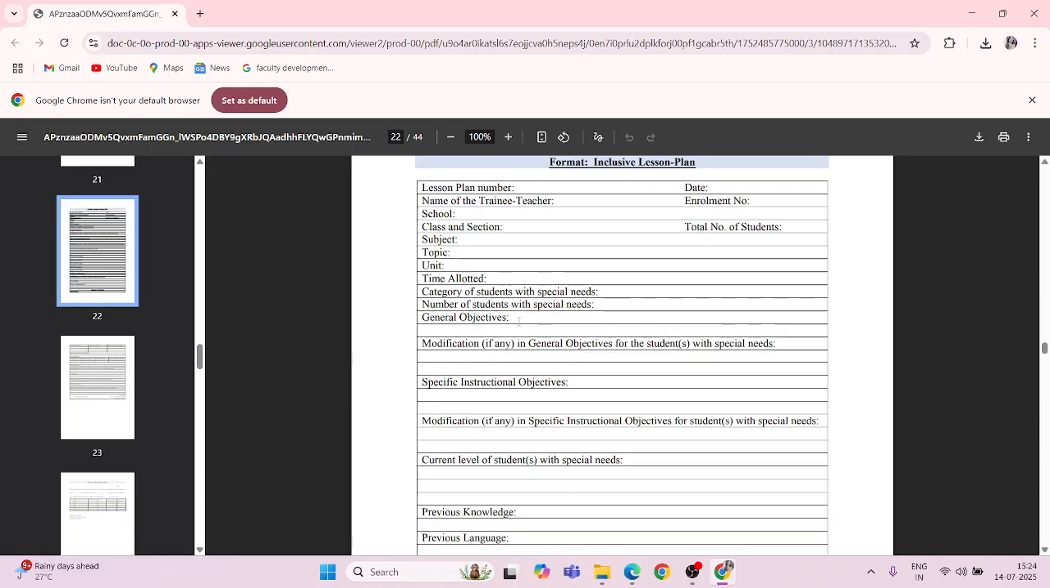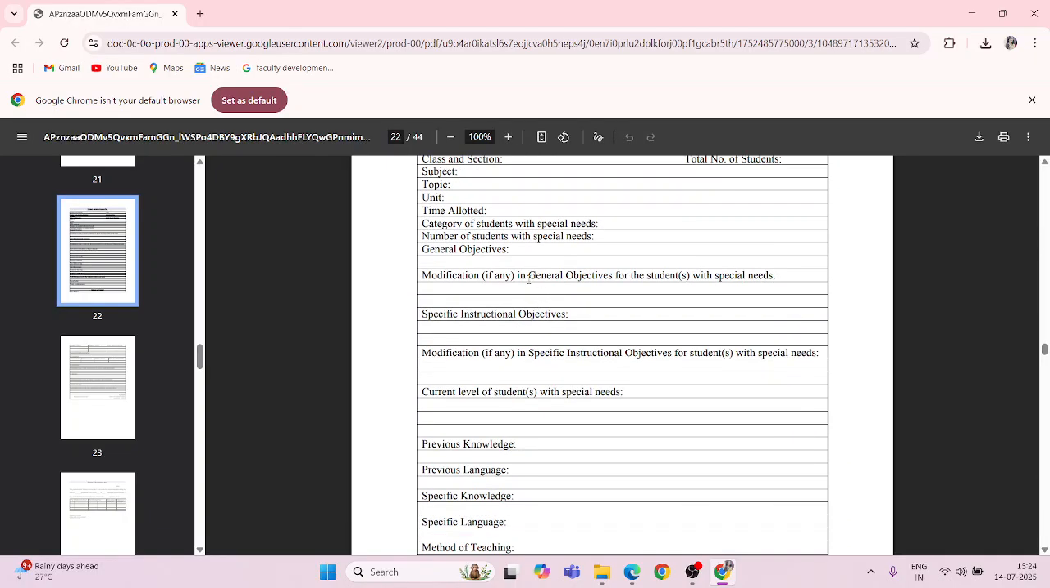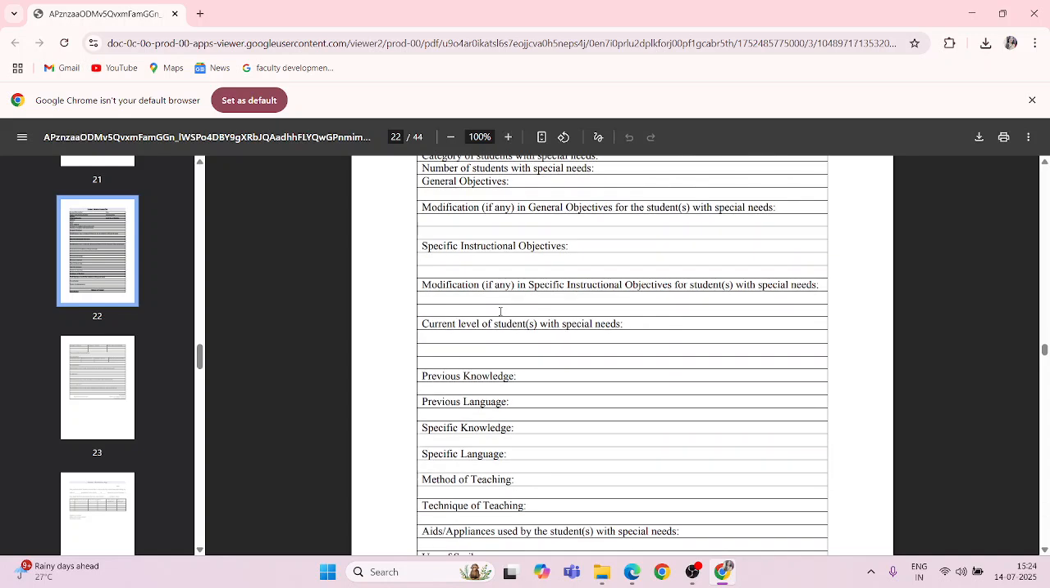So here you have to write the general objectives. Then here you write the modification of the general objectives. You write in the conventional pattern, then the modification for what objectives you have to set for the special need child in the class. Then you have the specific instructional objectives to be written, and then the modification part for the special needs child. I'll explain the details with the help of examples. So just see the format first.